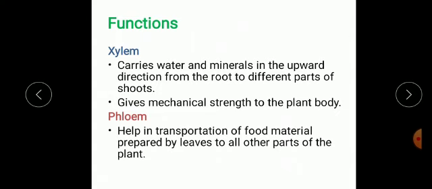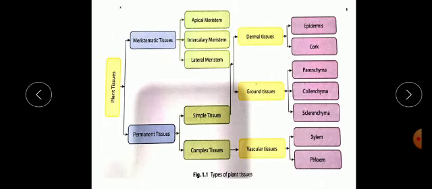So students, with this we come to an end of plant tissues. Just to summarize the chapter, plant tissues are of two types: meristematic tissues and permanent tissues. Meristematic tissues, on the basis of their location, are of three types: apical meristem, intercalary meristem and lateral meristem. While permanent tissues are of two types: simple tissue, which are made up of only one kind of cell, and complex tissue, which are made up of more than one kind of cells.